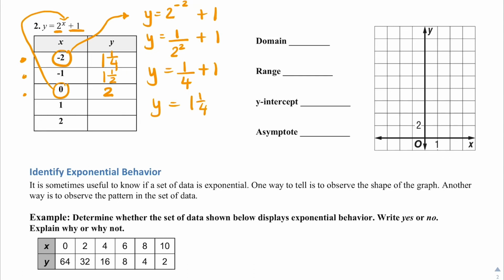If we put a 1 in place of that x, we end up with 2 to the power of 1, which is 2, plus 1 is 3, and 2 to the power of 2 is 4, plus 1 is 5. So those are my values. Those are my coordinates, 1, 2, 3, 4, 5.